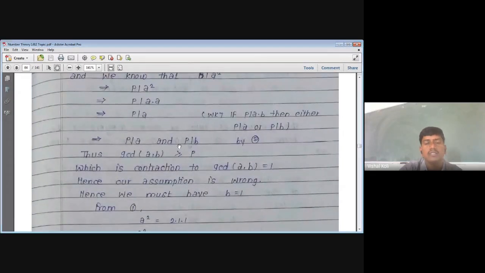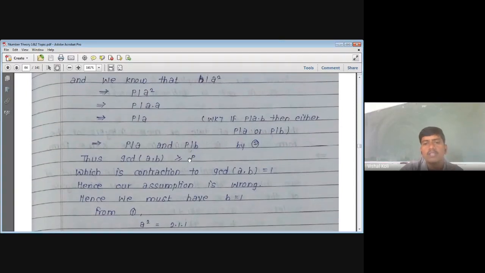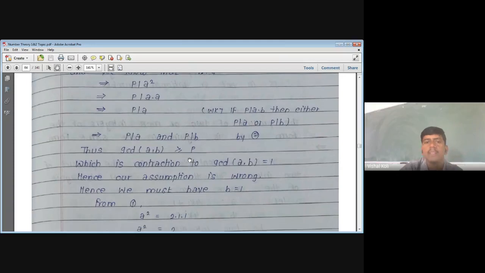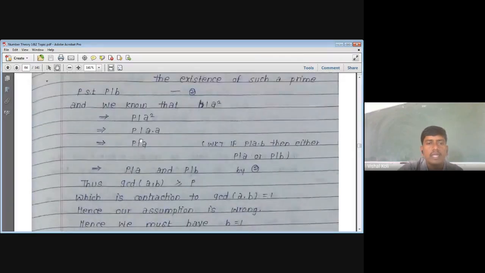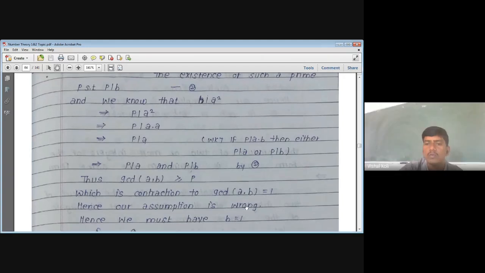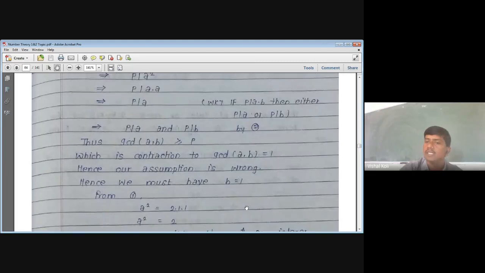Therefore, b is not greater than 1 nor less than 1, therefore b must be equal to 1. Suppose b is less than 1. Then again by the fundamental theorem of arithmetic, we get one prime divisor p for this b, which is a contradiction to GCD of a and b being equal to 1. Therefore, neither b greater than 1 nor less than 1, therefore b must be equal to 1.